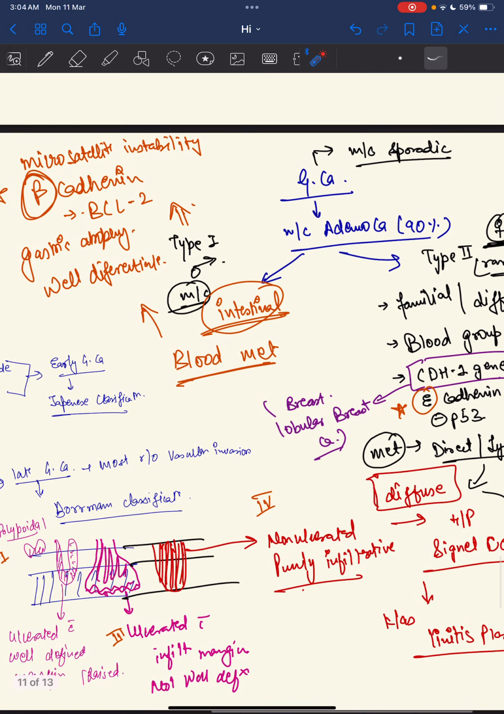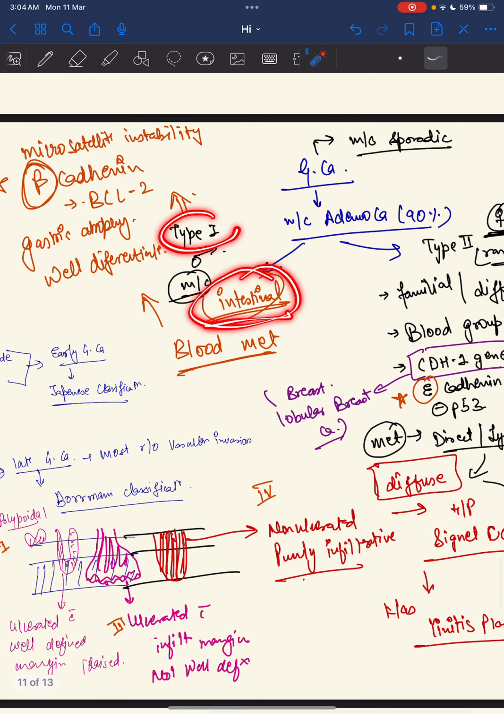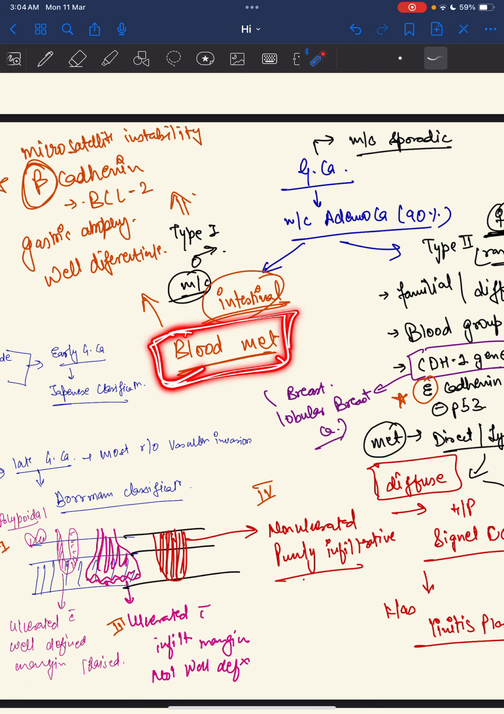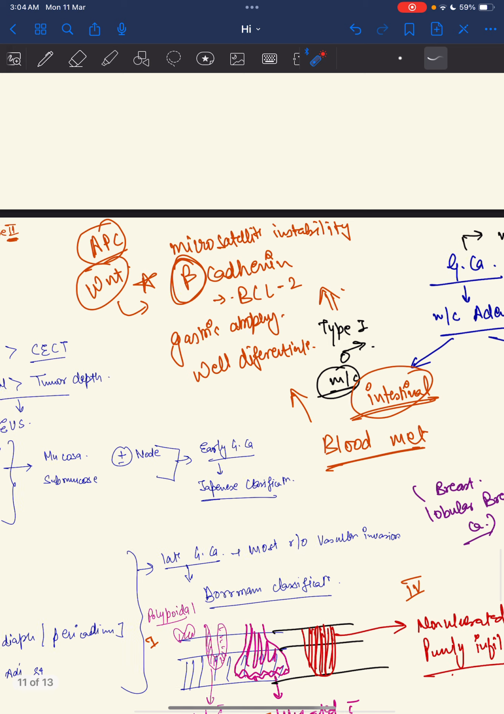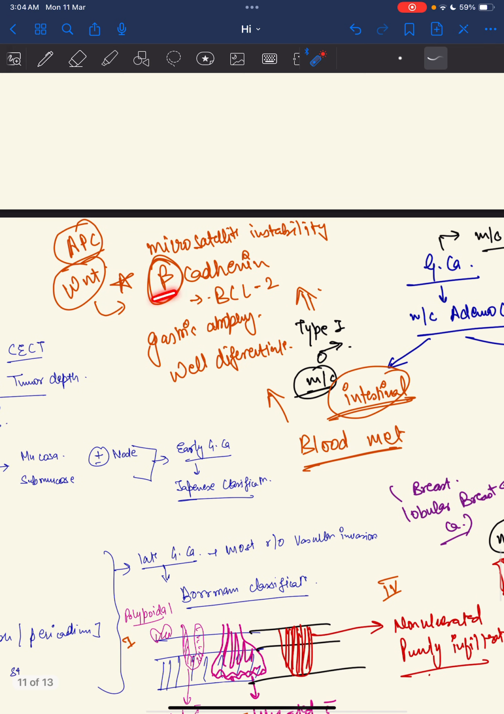ठीक है. Now in intestinal, the type 1 is the intestinal one. It spreads with the bloody mets. It is well defined. It will show the gastric atrophy, and the mutations that we are going to see in this are the beta catenin, microsatellite instability, APC and WNT. APC, WNT ये सारा एक ही basically मामला है. APC, WNT and beta catenin. So these all you will see in this.